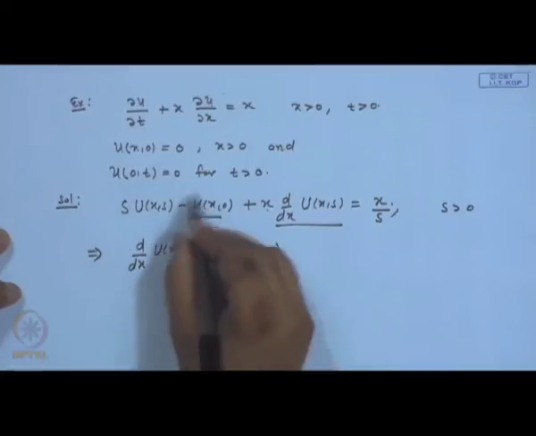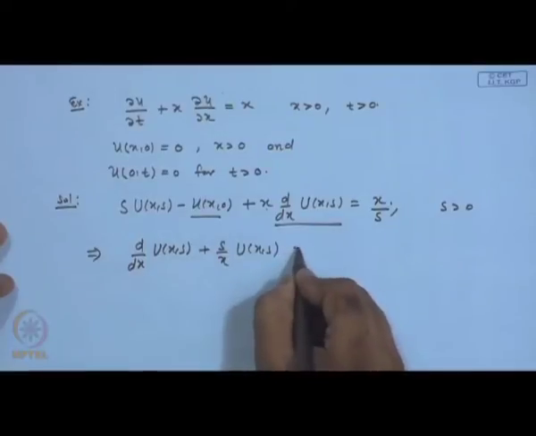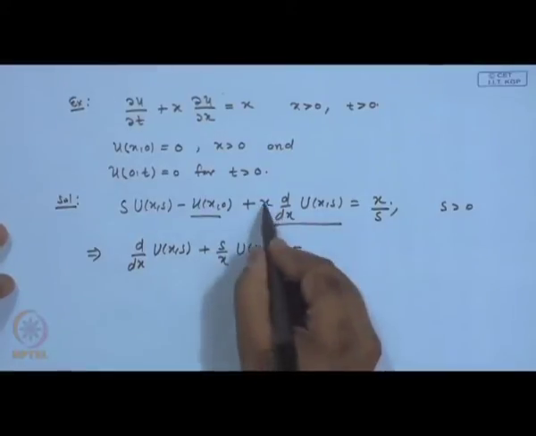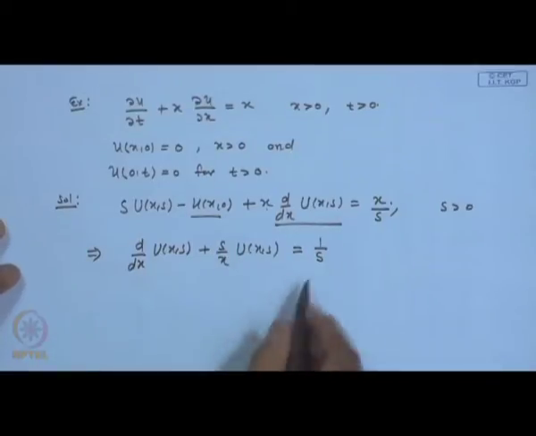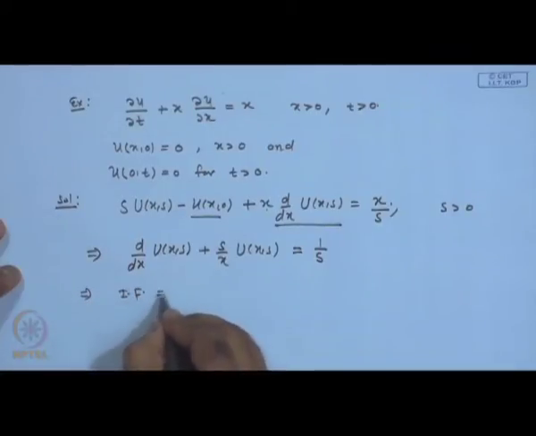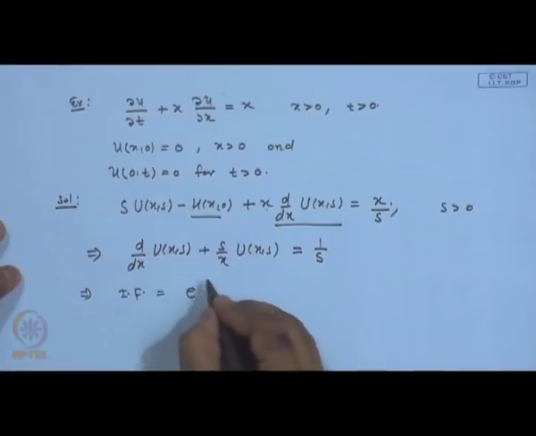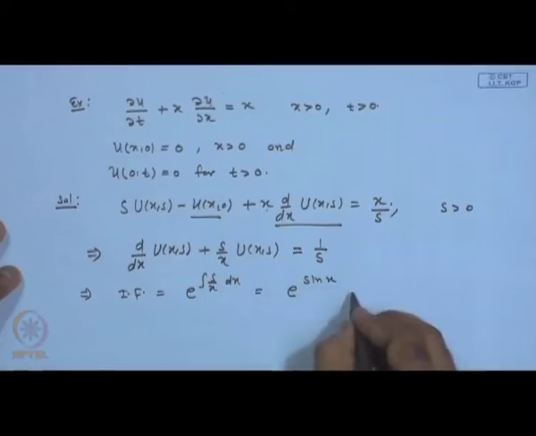So, this will disappear, and then we are dividing by x, so on the right we have just 1 over s. This is again a linear differential equation, and in this case the integrating factor to solve this would be e to the power integral of s over x dx. So, this is e to the power s ln x, which will be just x to the power s.